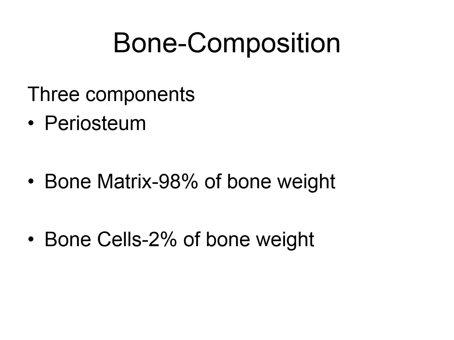Bone, the osseous tissue or supporting connective tissue for the body, is made up of three main components: periosteum, bone matrix that makes about 98% of bone weight, and bone cells that make about 2% of the bone weight. We will go through them one by one.